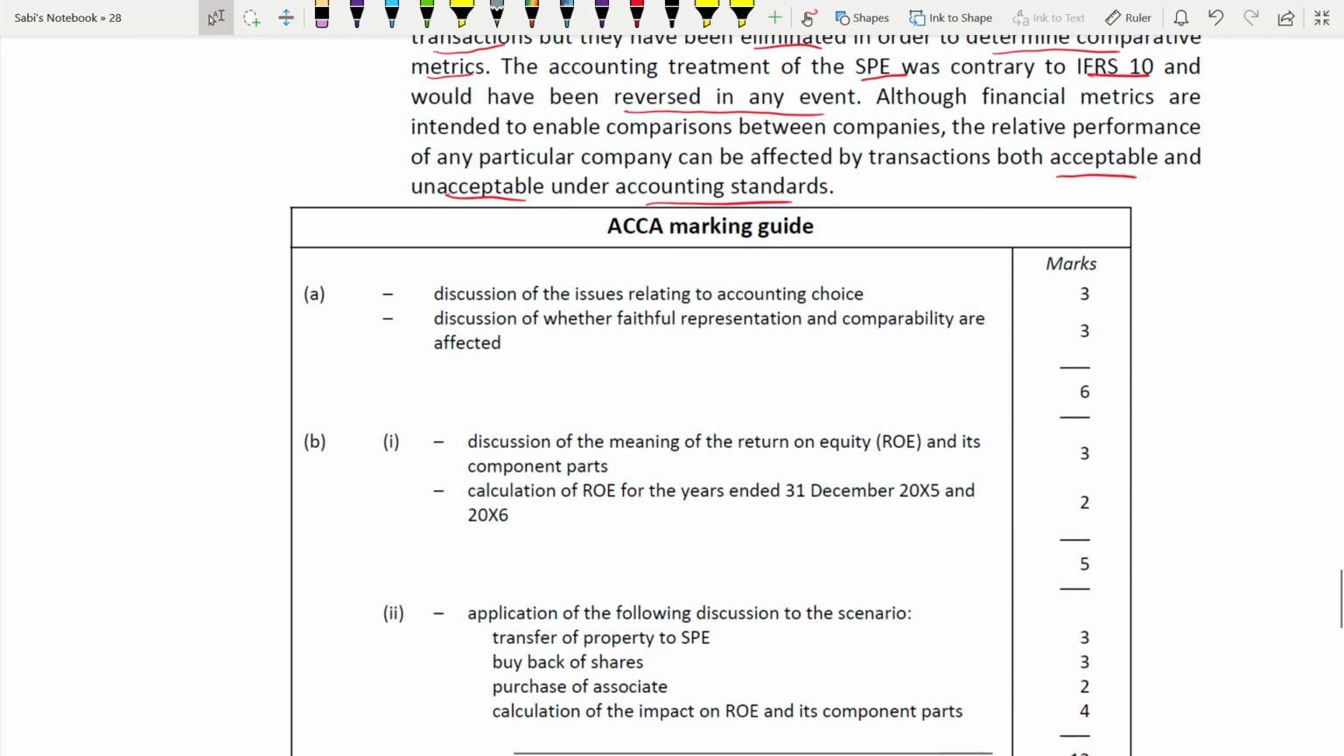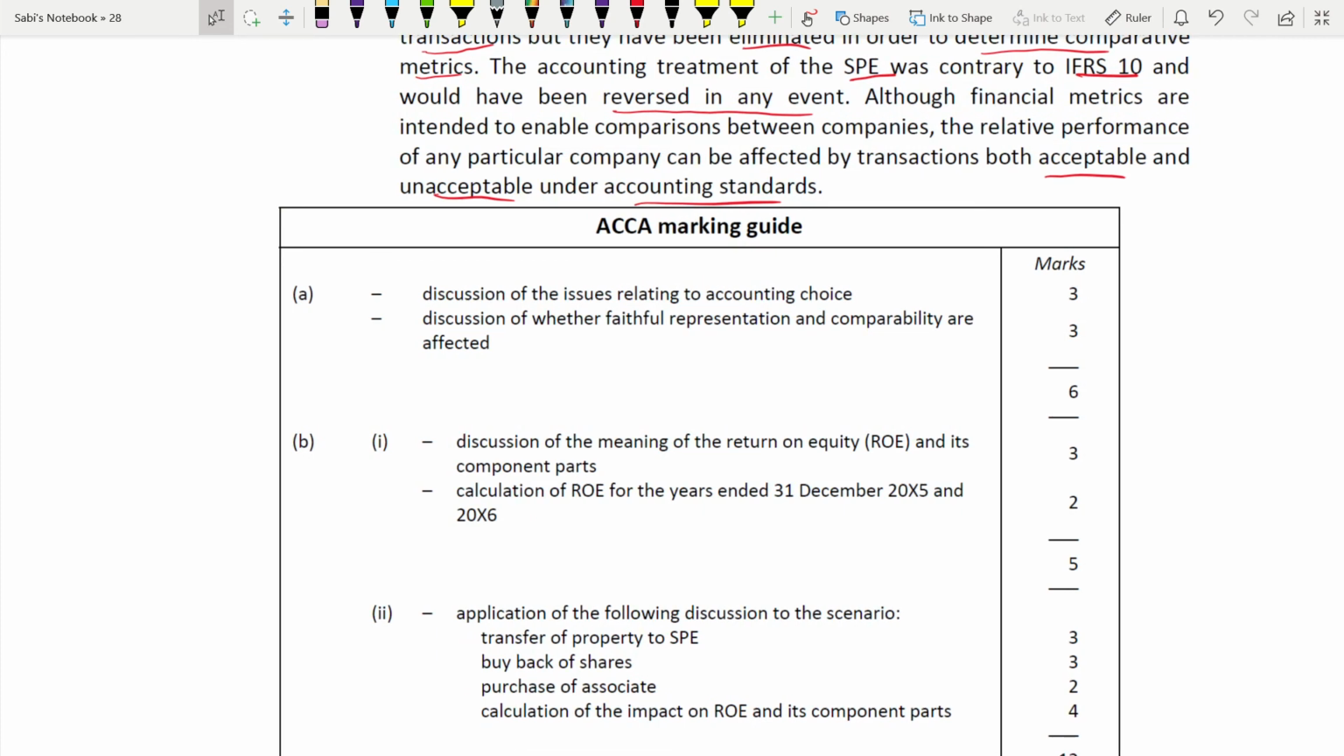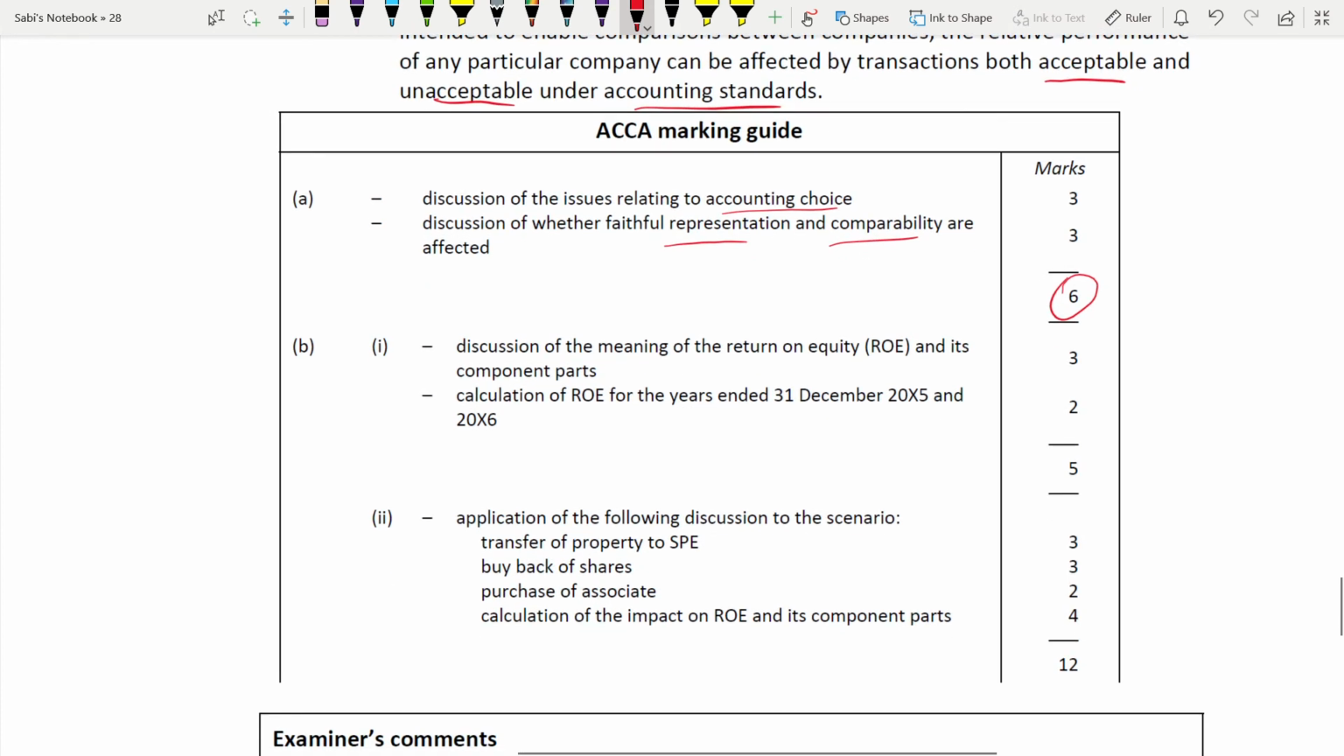Okay. So the marking scheme, the 6 marks are divided equally between the issues that relate to accounting choice as well as the faithful representation and comparability. How they are affected, 3 marks. Coming to the next one, which was for 5 marks. One is meaning of return on equity and its component part is 3 marks. Second, for calculation is 2 marks. Did you see discussion is always more marks than the calculation?